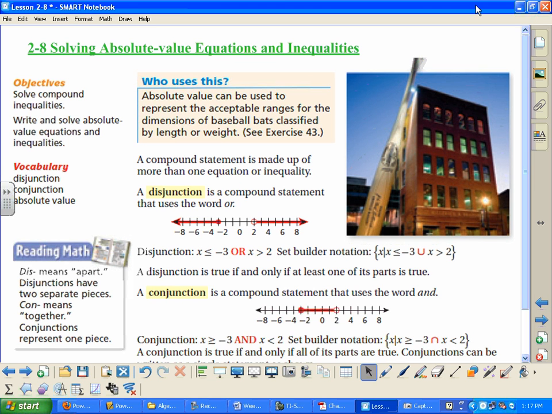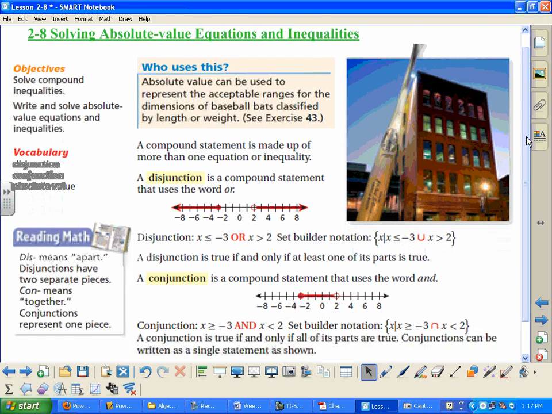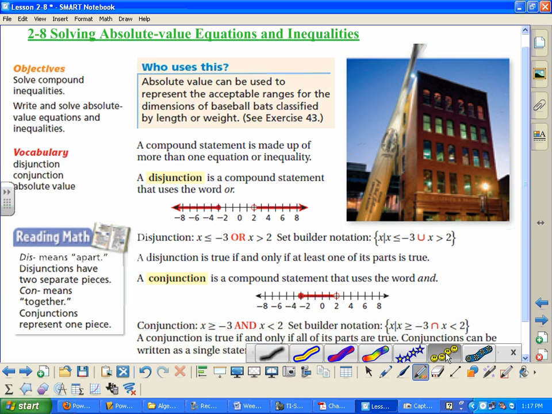Okay, absolute value equations and inequalities. A compound statement can be made up of more than one equation or inequality. A disjunction is a compound statement that uses the word or. Right? So we've graphed a lot of stuff on number lines when we've solved inequalities. And so we're going to do that again today, except we're going to be looking at more than one situation.